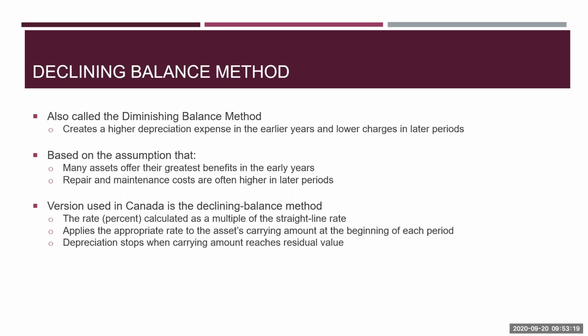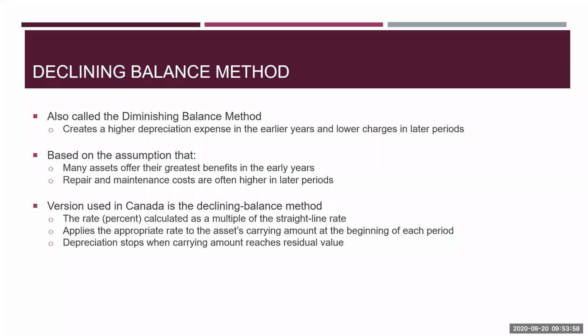So it depends on the asset, because technology changes so quickly. Generally, we see the declining balance method applied to technological assets, where the depreciation is higher in the earlier years and then slows to get lower. But the revenue generated out of these assets is also higher in the initial years, and as the technology becomes obsolete, the revenue generating capacity goes lower. So the basic assumption here is that many assets offer their greatest benefit in the earlier years, and repairs and maintenance costs are often higher in the later period.